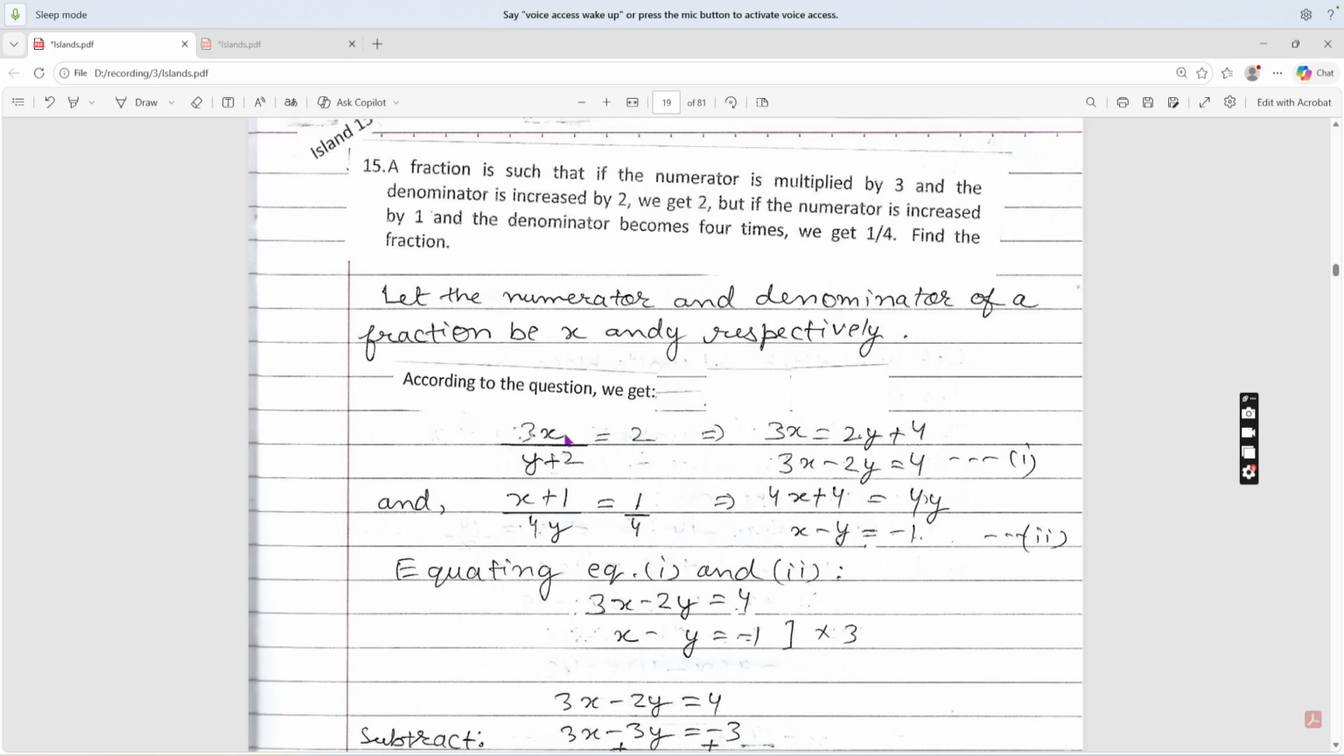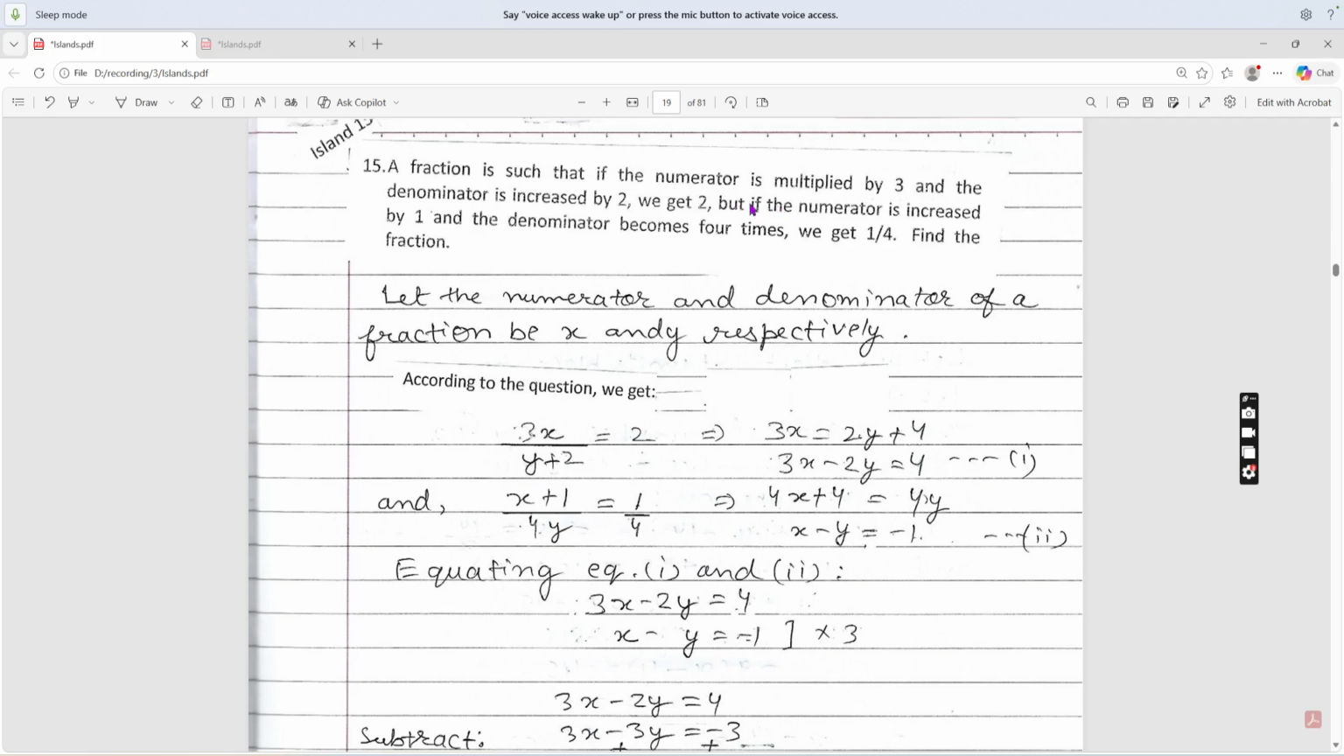Now according to the question, the numerator is multiplied by 3. So the new numerator would be 3x, and the denominator is increased by 2, means plus 2. So the new denominator would be y plus 2. We get 2, means the fraction will be 2 upon 1. Now just cross multiply. 3x is equal to 2y plus 4. Means 3x minus 2y is equal to 4. It is equation 1. So simple.